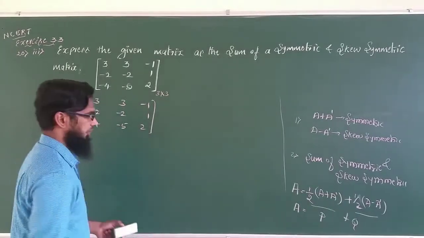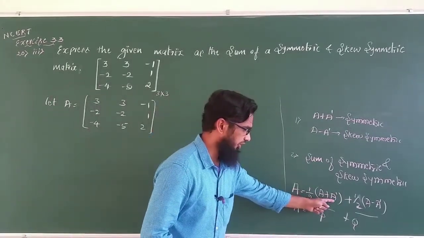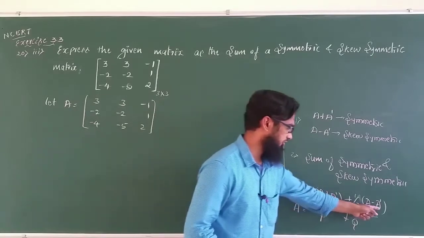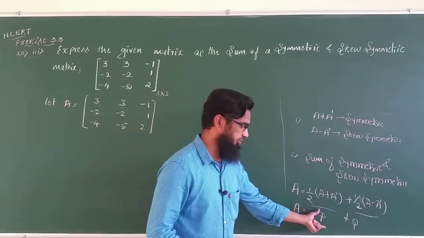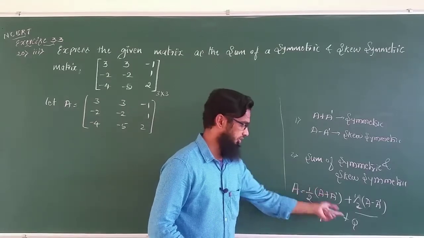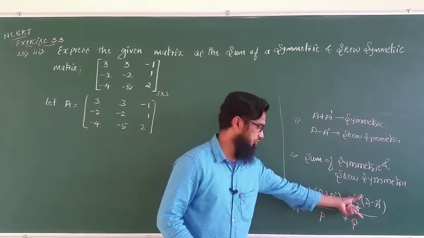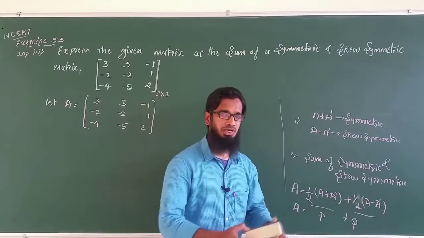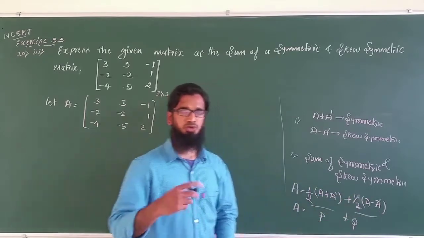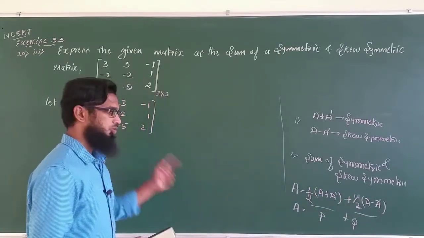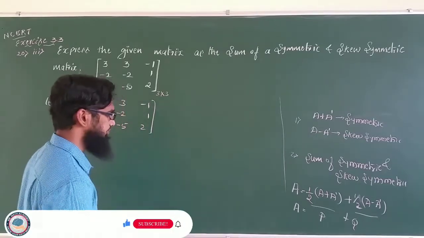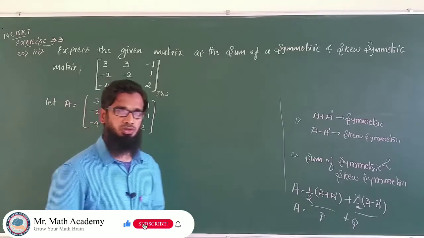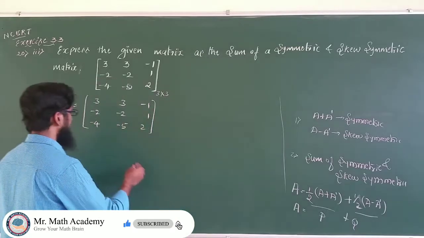This is matrix A, so I have to find A transpose now. Then I'll take P, the entire term, separately, and find Q as well. Then I'll add both terms P and Q. If I get the original matrix A, this indicates that the given square matrix can be expressed as a sum of a symmetric and a skew symmetric matrix. Let us find out.